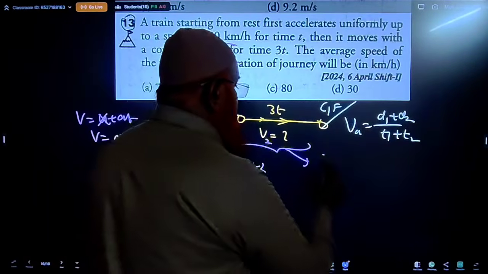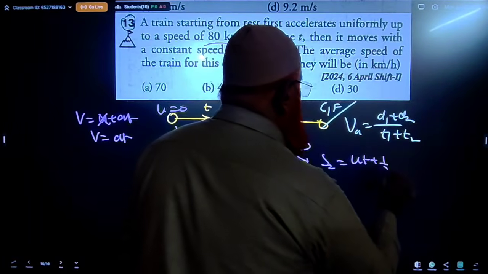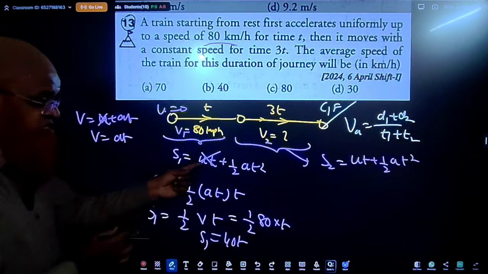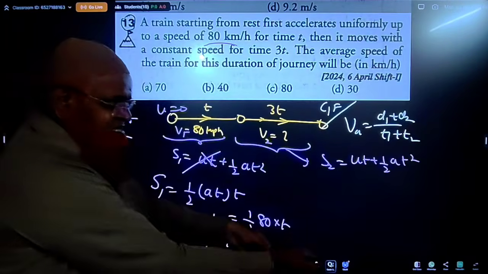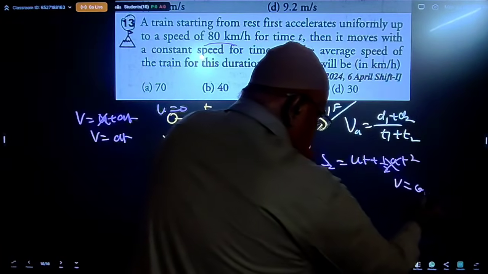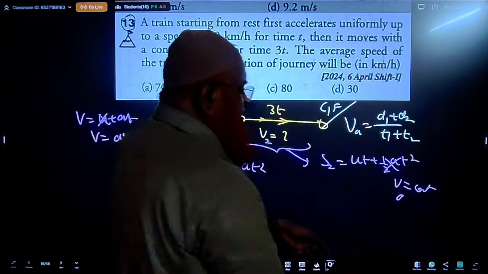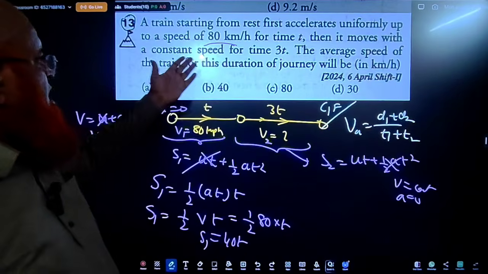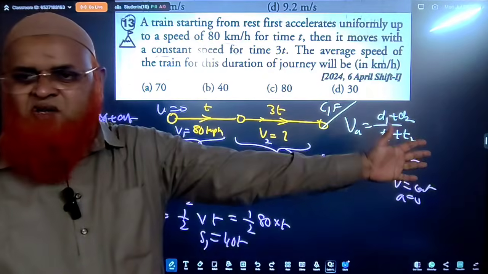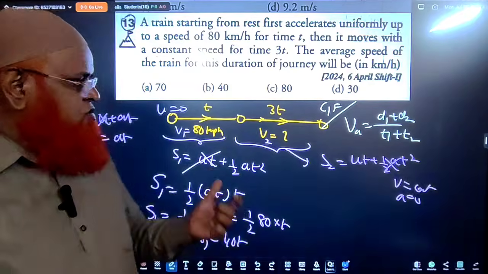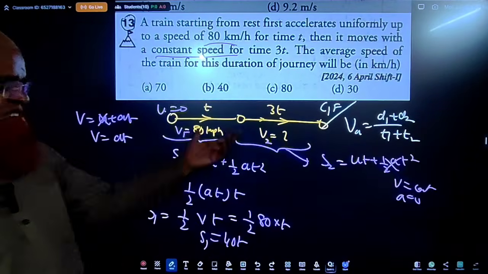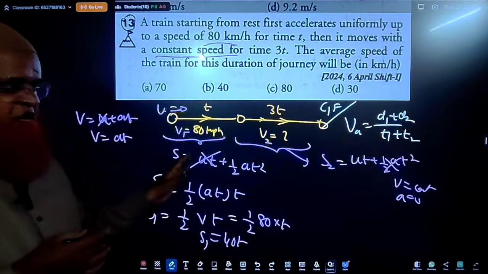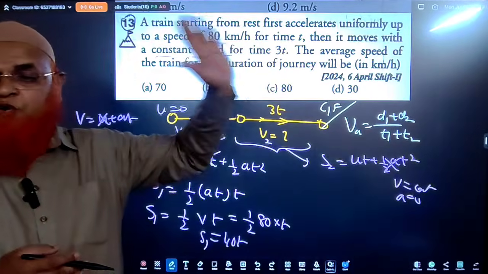Then what is S2? For S2 we use the same formula we read, S is equal to ut plus half at square. In the first distance, the second part is 0. In the second distance, the second part is 0 because v is going to be constant. Sorry, v is going to be constant means a is going to be 0. It moves with a constant speed. When the speed is constant, acceleration is 0. So in the first case one part is 0, in the second case the other part is 0.